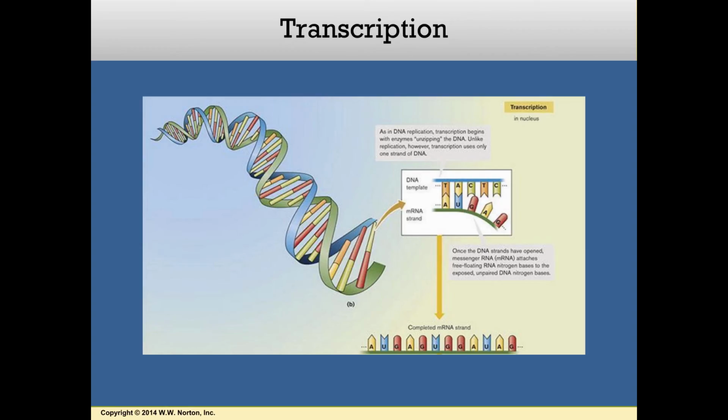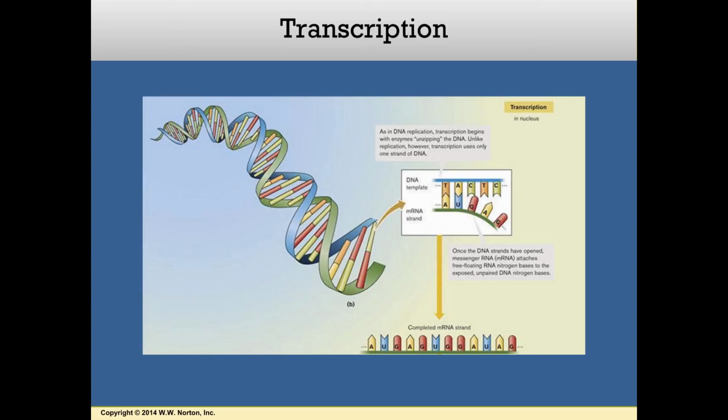Just like during DNA replication, the DNA is unwound or unzipped by enzymes. However, unlike replication, only one of the strands of DNA is used during transcription. Also, unlike replication, only a specific section of the DNA is unwound. This region is called a gene. The unwound DNA strand serves as a template for making a single-strand molecule of messenger RNA.